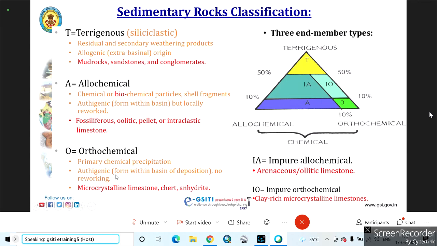totally formed during the diagenetic process, that is the orthogenic form within the basin, and there is no reworking. So examples of these orthochemical rocks are microcrystalline limestone, chert, and anhydrite. But when there is a mixture of some impurities within this allochemical, it will be termed as an arenaceous oolitic limestone. When there is some mixture of these terrigenous particles in the orthochemical, then that will be variously termed, but here for example, that is the clay rich microcrystalline limestone.